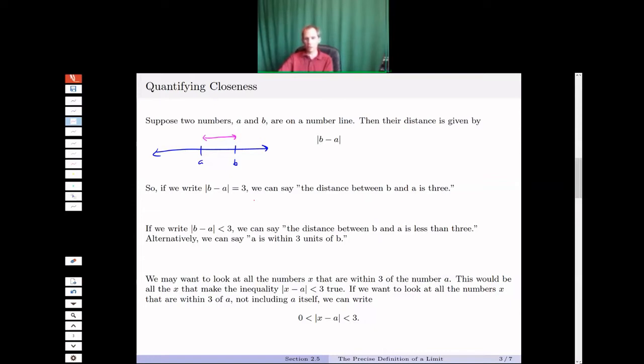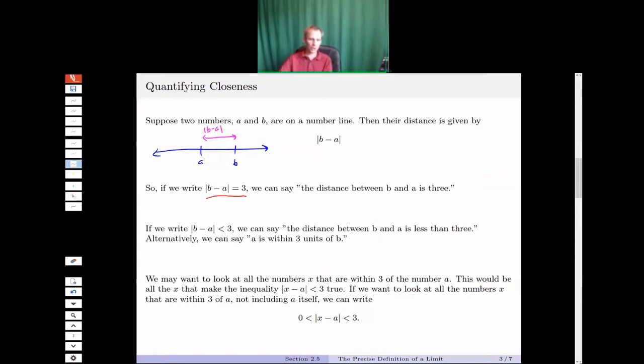Okay. Distance, we always want to be positive, and if I don't know what the numbers are ahead of time, I don't know which one is bigger. And so when I subtract, I run the danger of getting a negative, and that's why we use absolute value. Okay. So the difference will give me the distance, and the absolute value makes sure that it's positive. So this distance is the absolute value of B minus A. Okay. So if I see a mathematical statement like this, the absolute value of B minus A equals 3, I can say the distance between B and A, or you could say it the other way, the distance between A and B is 3. Okay.